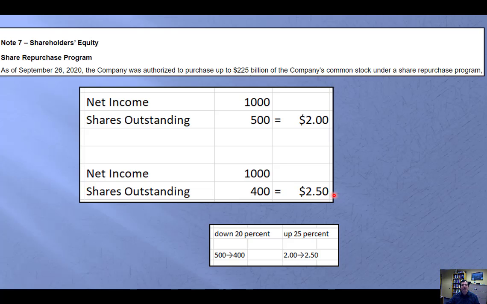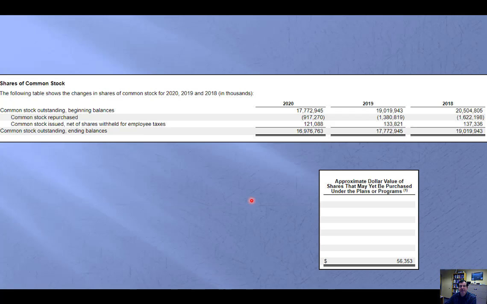This is a little mathematical trick. Shares outstanding down by 20%, earnings per share up by 25%. The increase in earnings per share is more than the decrease in the number of shares outstanding. So you can get a wonderful bump to your earnings per share by simply decreasing the float. Now, they have bought back. This is their annual financial statements, and this is their note, and we're talking about the number of shares.